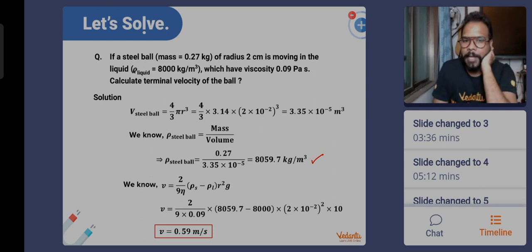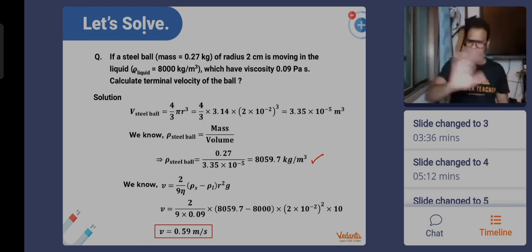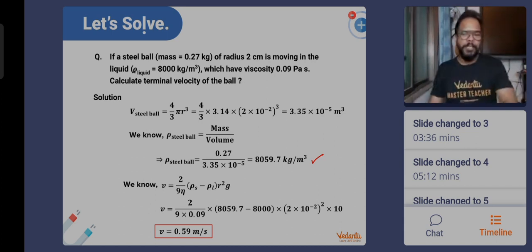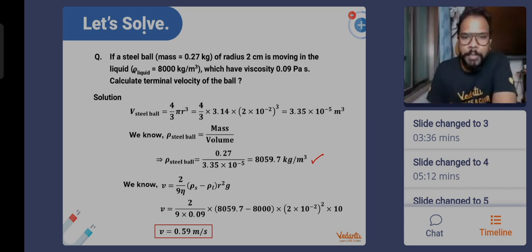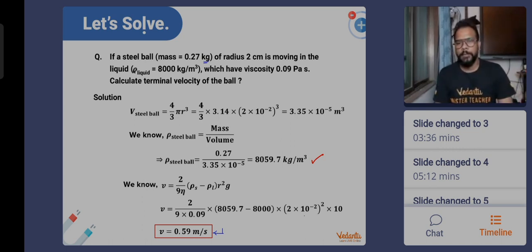So volume 4 by 3 pi r cube, putting up everything, it will give you 3.35 into 10 to the power minus 5. Easy for me to say because it is directly written there. But don't worry, a question like this will never be asked in JEE examination, but can be asked in your boards or in your school exams. So 3.35 into 10 to the power minus 5 meter cube is the volume. Finding the density, mass divided by that. Mass is given already in kgs. So density comes out to be almost 8059 or 8060. We can write that. So 2 divided by 9 eta. Density of both of them are separate, almost a difference of 60 into the radius square into g value. Okay. So simplifying it should give you this value. Okay. Yeah, that's why I said school exam.